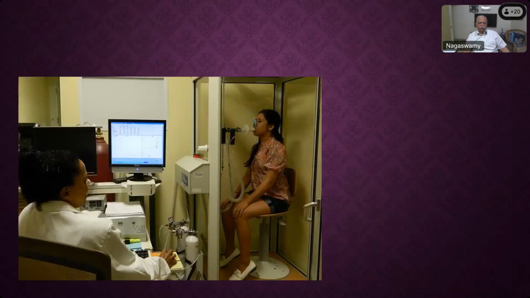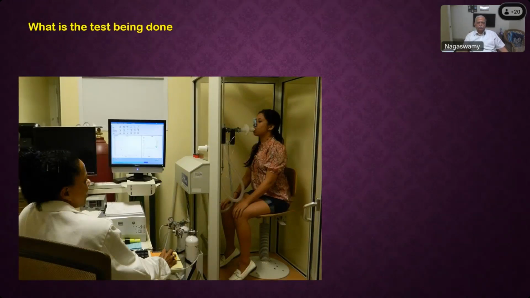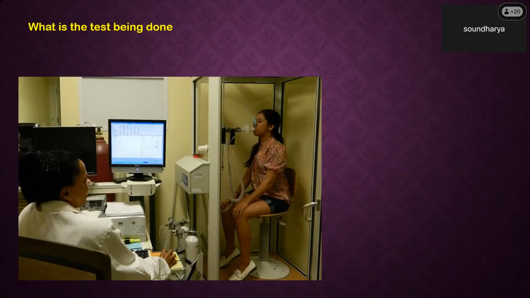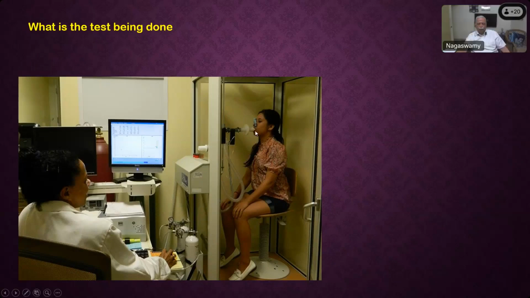Now, what is the test being done here? This is again what they are doing. Like you see, whenever a patient is asked to blow through something, the mouthpiece, and you can see their nostrils are pinched with a clip. This is the way a normal spirometry is done. So all the air comes out only through the mouth and nothing leaks out through the nose. So this is a very important step, and everything will be recorded here.